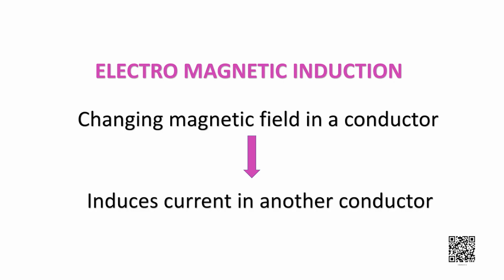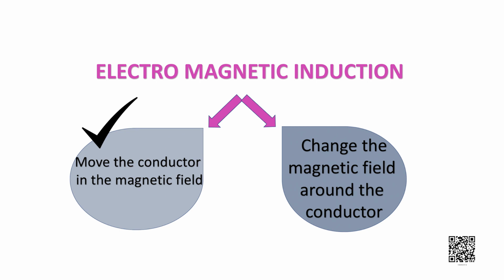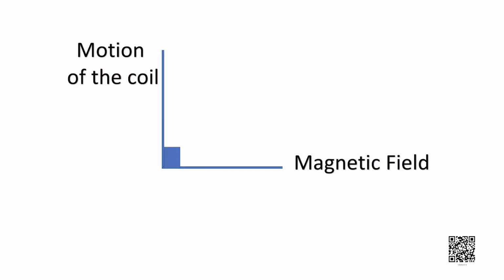This process by which a changing magnetic field in a conductor induces a current in another conductor is called electromagnetic induction. In practice, we can induce current in a coil either by moving a magnet in the magnetic field or by changing the magnetic field around it. Well, it is convenient in most situations to move the coil in a magnetic field. The induced current is found to be the highest when the direction of motion of the coil is at right angles to the magnetic field.